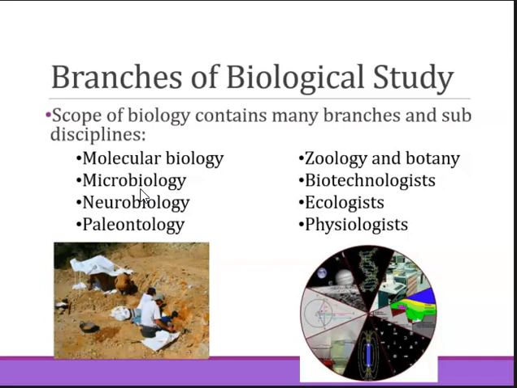Another field of biological study is neurobiology. Neurobiology studies the biology of the nervous system, and although it is considered a branch of biology, it is also recognized as an interdisciplinary field of study known as neuroscience. And then we have paleontology. This is another branch of biology that uses fossils to study life's history.